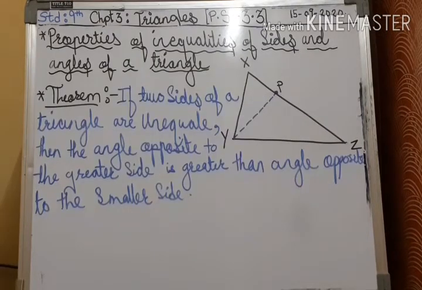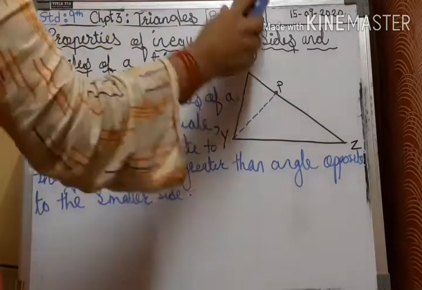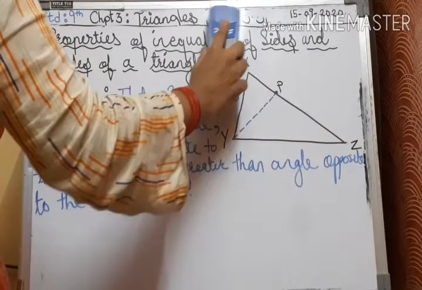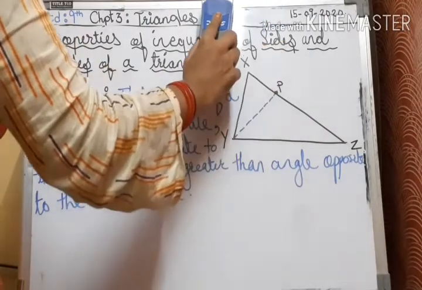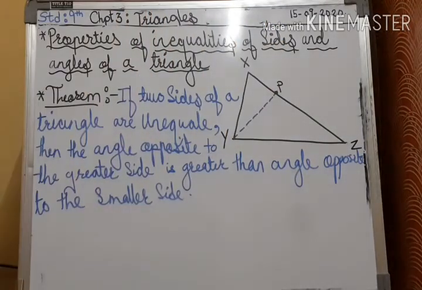Students, before starting the practice set 3.4, let us discuss some theorem. In your textbook page number 41, one property is there: properties of inequalities of sides and angles of a triangle. Practice set 3.4 is based on it. So let us solve one theorem.